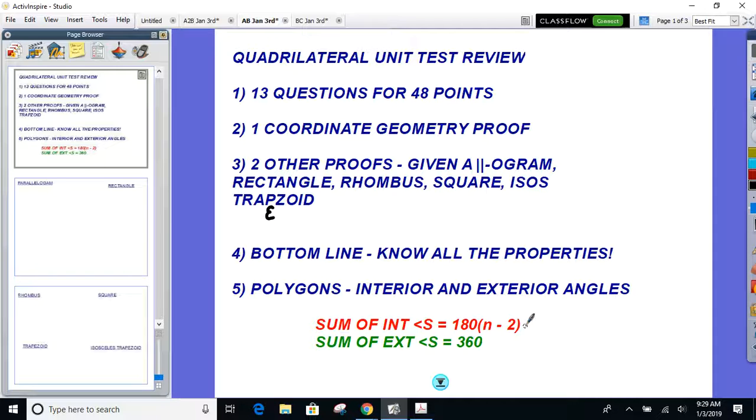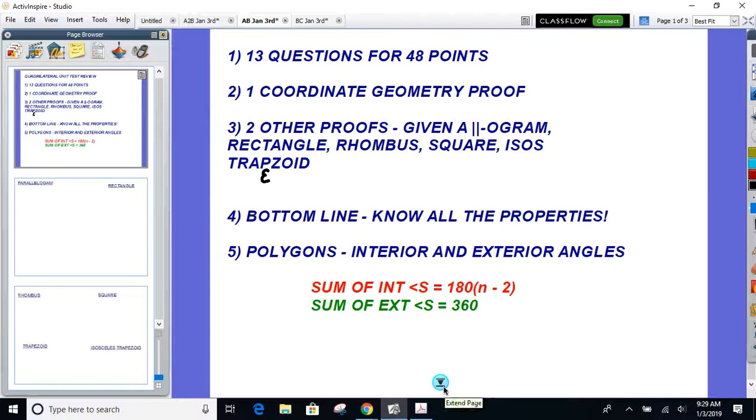And I know a lot of people are like, okay, got to know the properties. But also remember day 1 of this unit. Sum of the interior angles of a polygon, 180 times n minus 2. Sum of the exteriors, 360. Just remember that was day 1, and there are a couple questions on that. And I'm also going to add number 6.